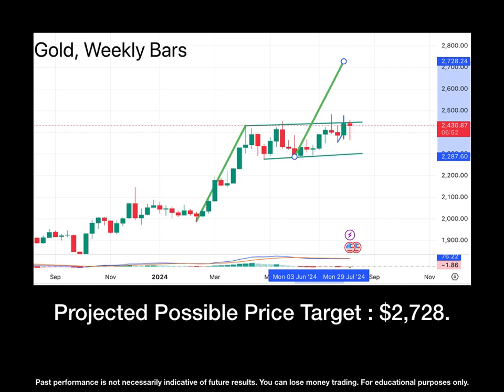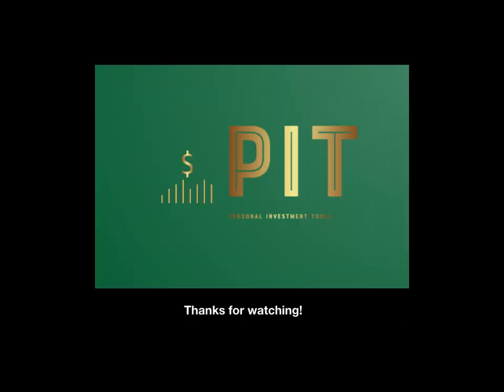I think we do a wave projection from the lows in March or April. That puts a target on gold, I think, in the short term of $2,700 an ounce. So right here, we've got about a 15% rally possible. Of course, past performance is not necessarily indicative of future results. You can lose money trading, and this is not investment advice.